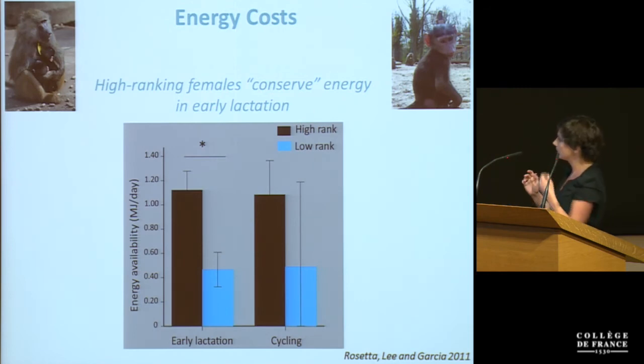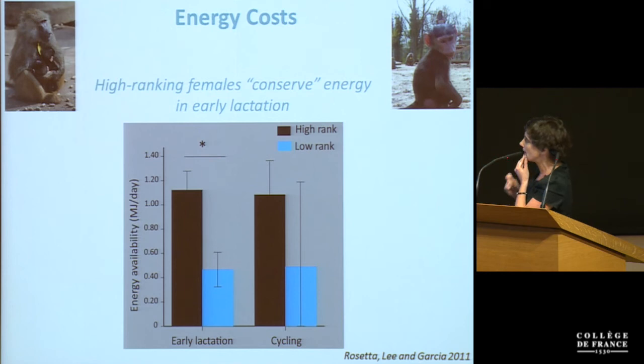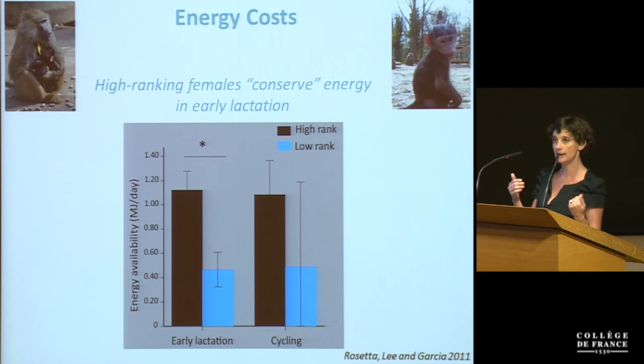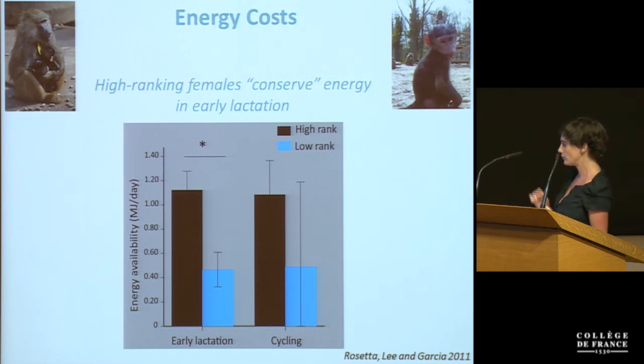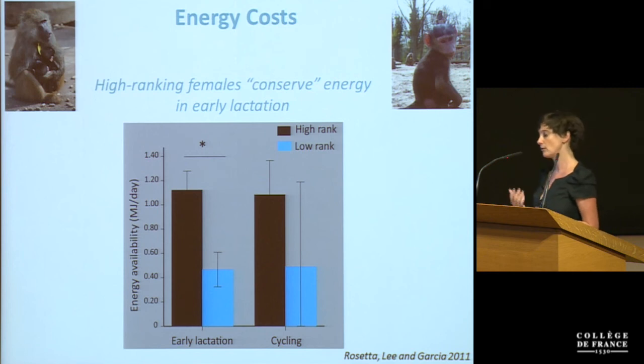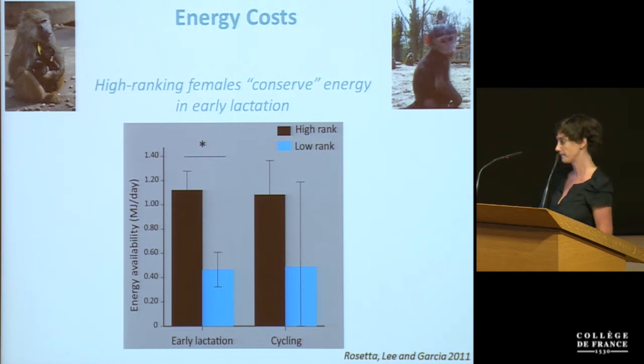Now, here is a graph showing the link between energy availability and reproductive state by social rank. We showed that energy availability, which is the difference between intake and expenditure, varies by dominance rank during early lactation, with dominant females, here in black, having greater energy availability than subordinates in blue. As a consequence of their lower energy availability, these low-ranking females experience a longer duration of postpartum amenorrhea.